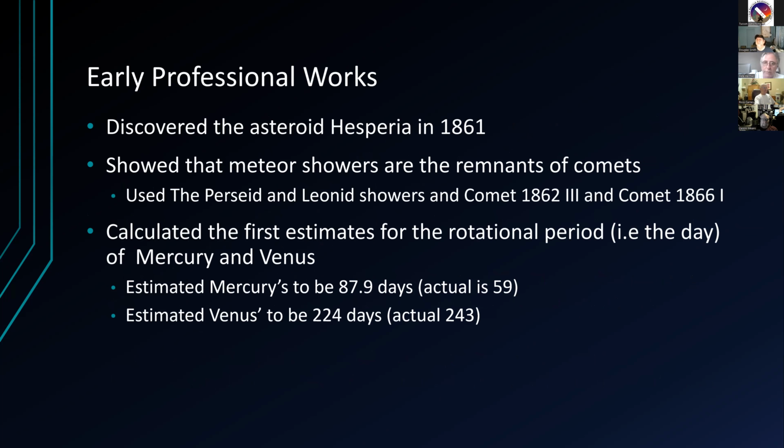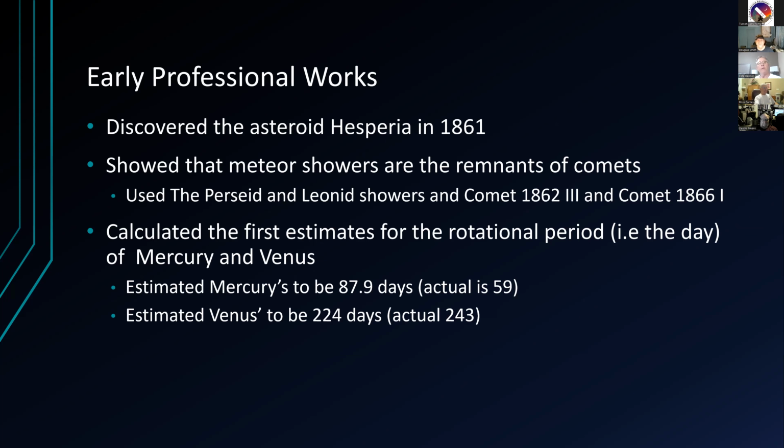So his first big noticeable work is that he discovered the asteroid Hesperia in 1861. This is a main belt asteroid. I can't remember its diameter off the top of my head. I wish I had included it in these slides.